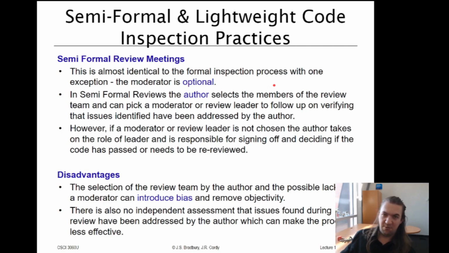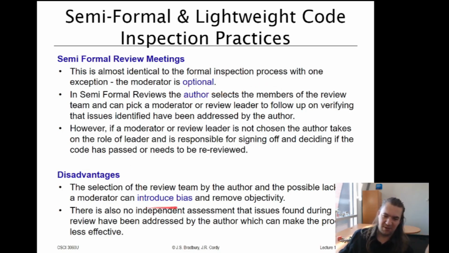But if there is no moderator, then the author is the moderator, effectively, and they just ask people, okay, please tell me what things I need to fix in my code, and they figure out how to sign it off. Obviously, there are more problems with this, but this can go a lot faster because you don't have to have as many of the meetings.